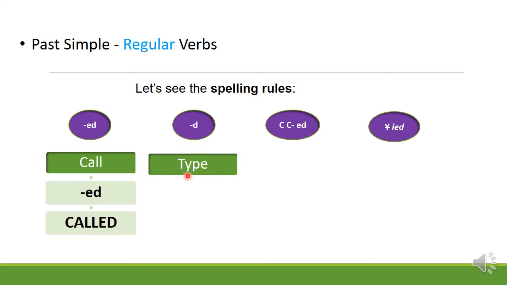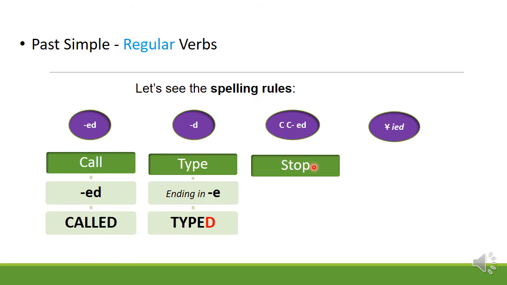What if the verb ends with e? In this case, when the verb ends with e, we will just add d. Here you have an example. Type, typed. We only add the letter d. Typed.